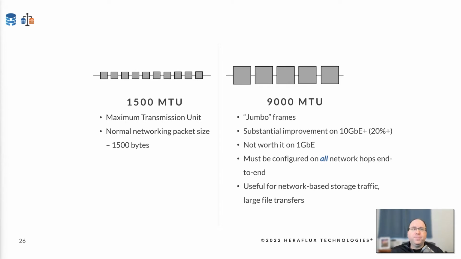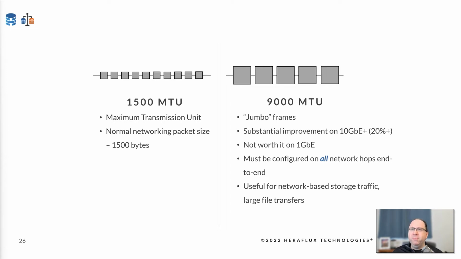Go figure. So there are new standards out there where if you opt into it, you can assign a 9000 MTU. They call it jumbo frames. On 1 gig networking, don't worry about it. It's just not going to buy anything. But on 10 gig, 25 gig, you really need to enable this because you can see anywhere from a 20 to a 40% performance gain.